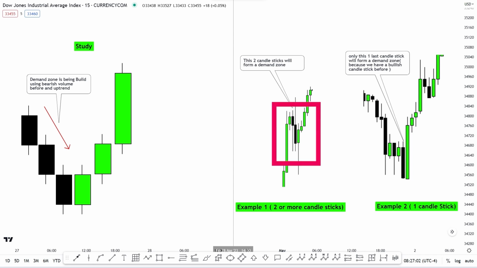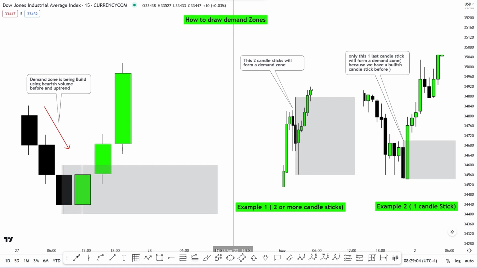Identifying such candlestick patterns allows us to pinpoint potential areas where buying pressure may emerge in the future. On the last image, although it may appear complex at first glance, a closer look will reveal that we have only one bearish candlestick before subsequent bullish candlesticks. Consequently, this last bearish candlestick will form a demand zone if we choose to draw it there.